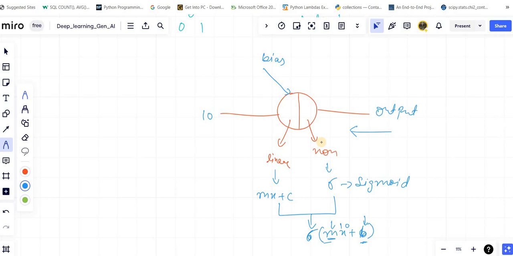When I say neural network, every neuron will behave like this. In terms of non-linearity, if I'm saying sigmoid, it means the non-linear part has a sigmoid. When I'm saying a neural network with tanh, it means the non-linear part has a tanh function. This is what I mean.